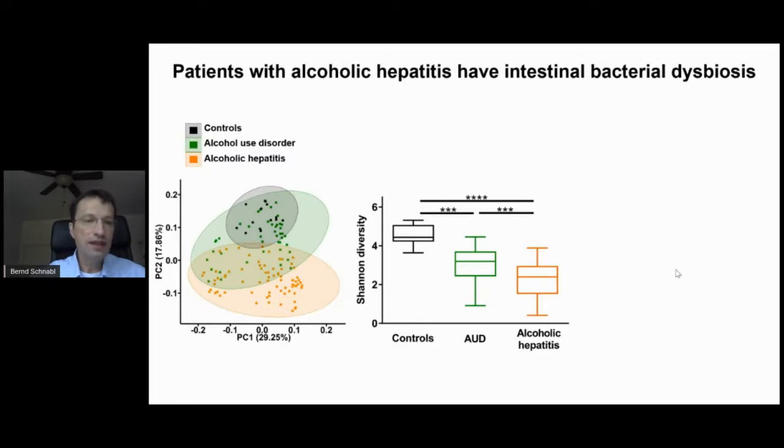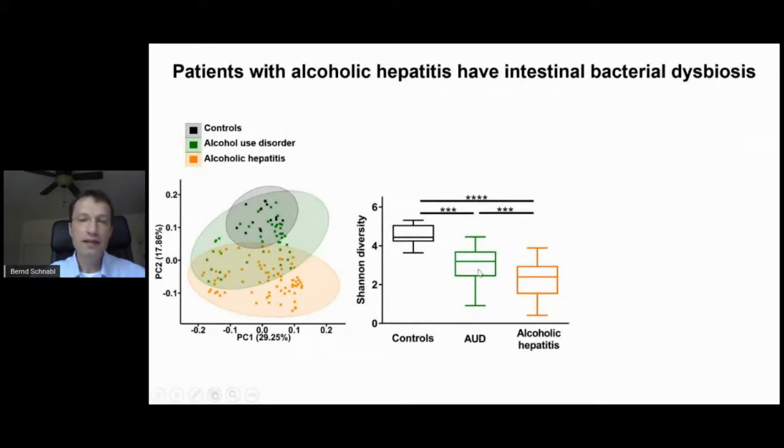We obviously wanted to know how this changes using 16S rRNA sequencing, and we used a control group, again, alcohol use disorder patients and alcoholic hepatitis patients. Just by the PCA analysis, you can see that the microbiota between these three groups is significantly different from each other. Now, when we look at the bacterial diversity, this is also very similar to the fungal diversity, in that in disease the bacterial diversity decreases. However, we have a gradual decrease now.